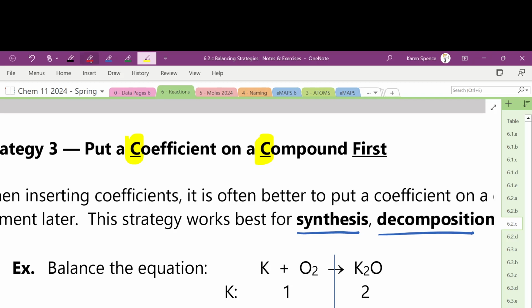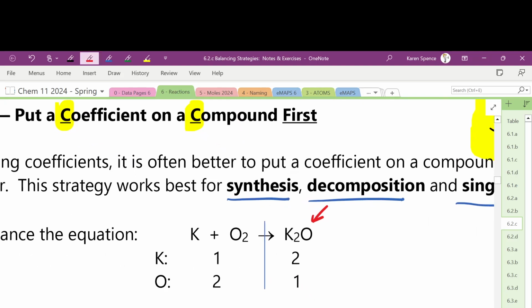So over on the right-hand side, I'm going to put a coefficient on the K2O. What coefficient might I like to put on the K2O that would balance something? I'd like to put a 2 here because that will balance at least the oxygen. Yes? So there's a 2, and now the oxygen is 2, but the K has become 4. Okay? And now I have 4 Ks, and I can just put a 4 in front of my K, and that gives me 4 Ks here.